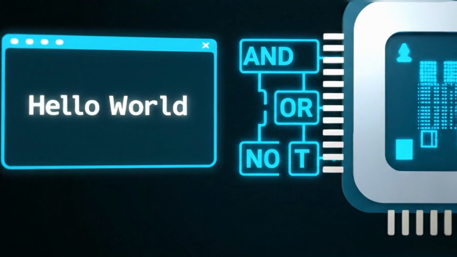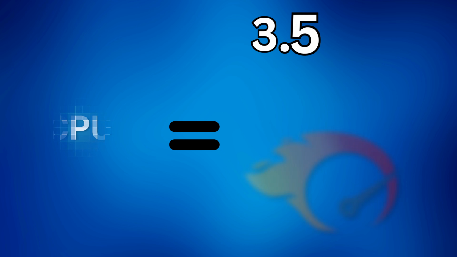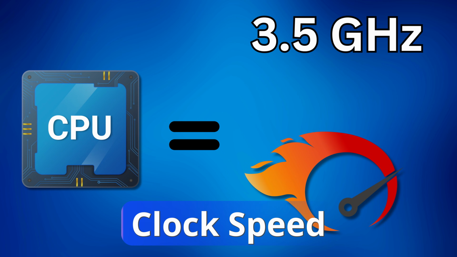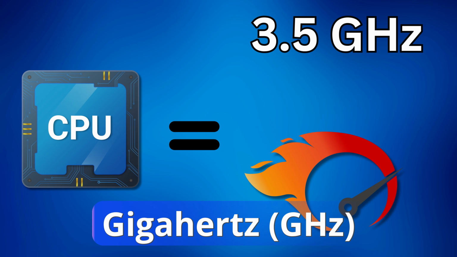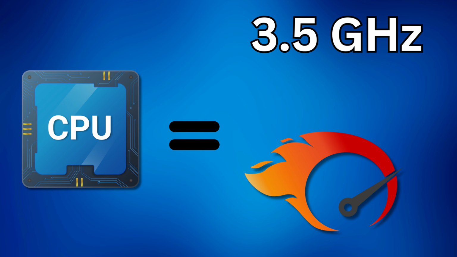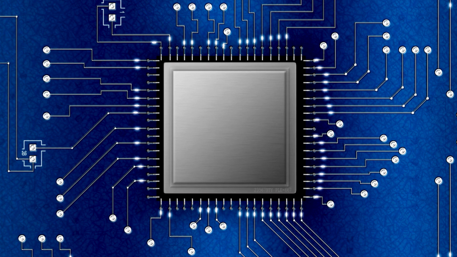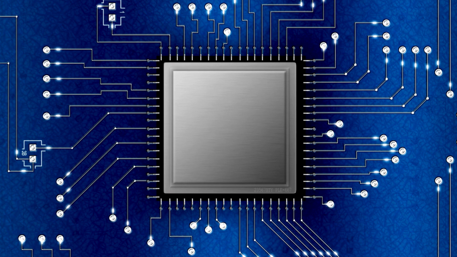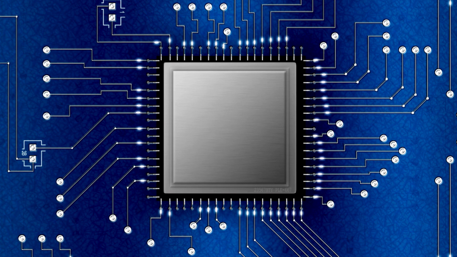And how does it do all this so fast? Well, every CPU has what's called a clock speed, measured in gigahertz. If your CPU is 3.5 gigahertz, that means it's making 3.5 billion cycles or ticks per second. Each tick allows a new set of operations to be processed and synchronized perfectly. It's like an electrical ballet choreographed at an unimaginable pace.